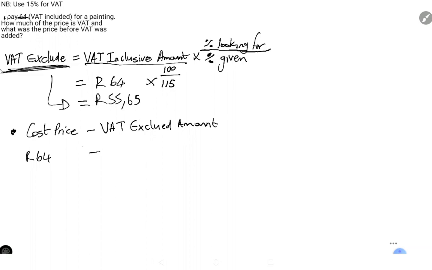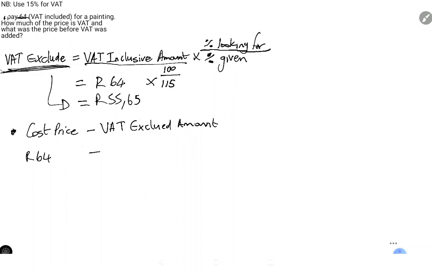Okay, so let me warn you. You can't get the VAT amount by saying 64 multiplied by 15 over 100, and then whatever you get, you're going to subtract from 64. No, you can't do it that way. Here's why you can't do it that way. Because if you do it that way, you are going to get 15% of 64. So remember that the VAT amount that was put in here is not 15% of 64. It's 15% of 55 rands 65. Do you see the difference?